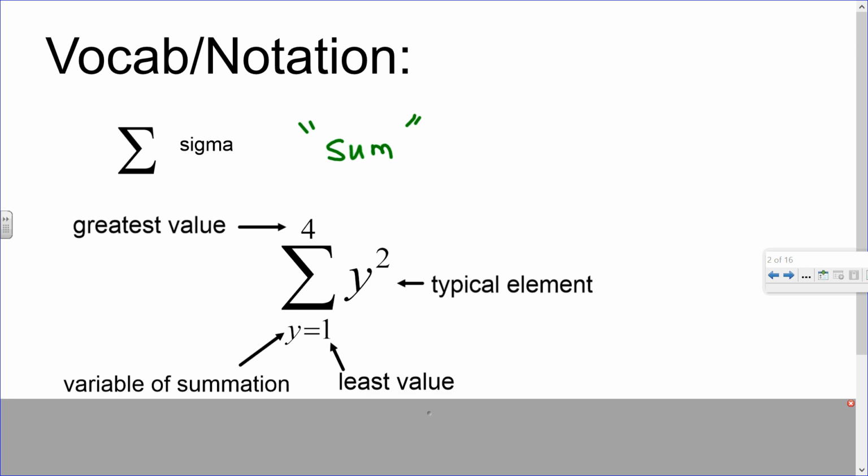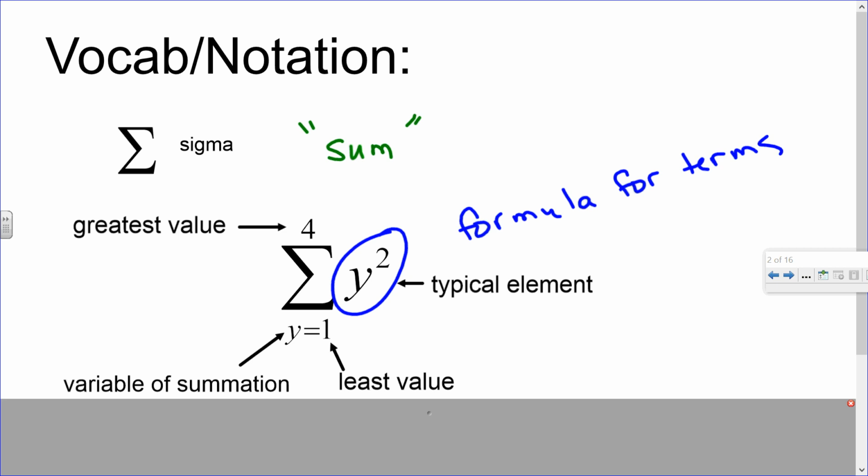You will have the sigma, then you will have some kind of a formula, and that is the formula for the terms. What are all of the different terms that you need to add together? It will tell you one variable, in this case y. That's the variable that you will be substituting in for in the formula. The numbers mean, for this one, you start with 1.